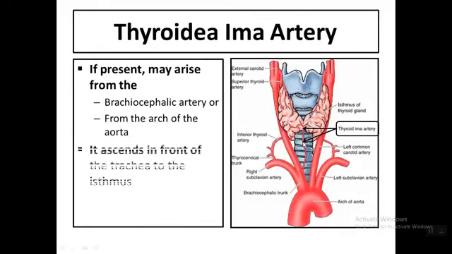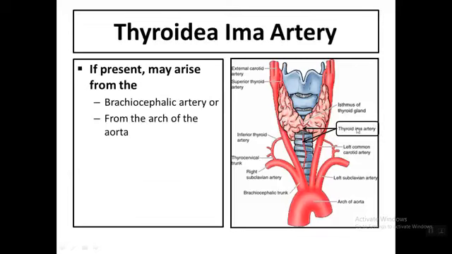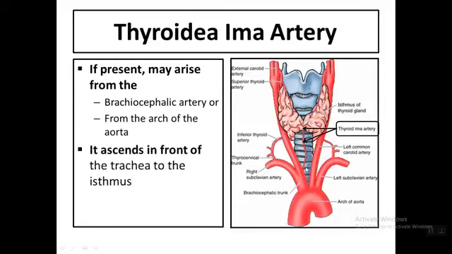We come to the third artery, the thyroidea ima artery. As we see in these pictures, if it is present it may arise either from the brachiocephalic artery or from the arch of the aorta directly. Here it comes from the brachiocephalic trunk, or from the arch of the aorta. It ascends in front of the trachea to supply the isthmus.